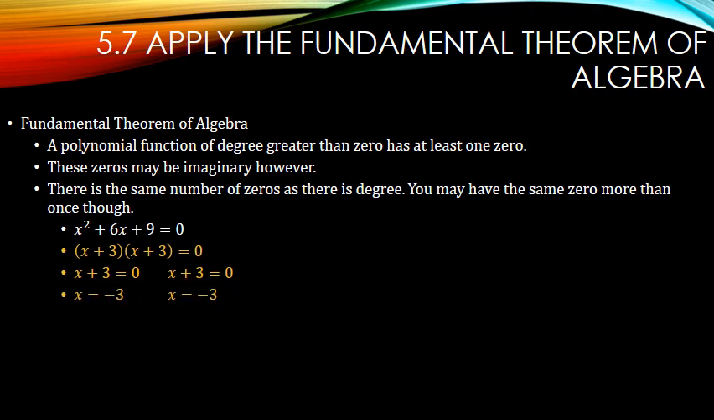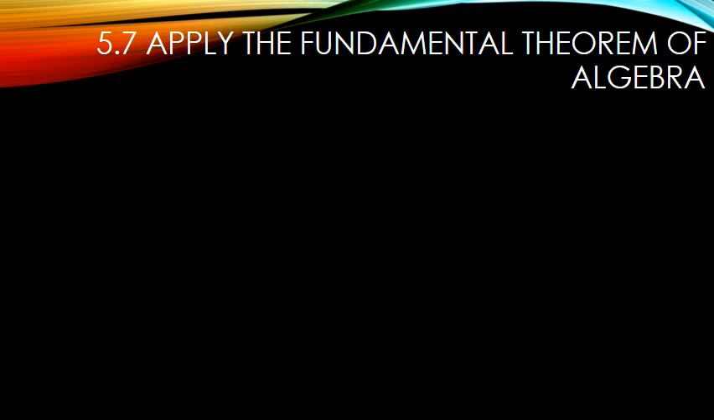Solve them, you get x equals negative 3. But notice we got that twice. So we have 2 zeros. They're just the same number. So our zeros are negative 3 and negative 3.